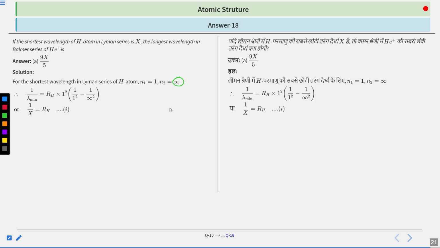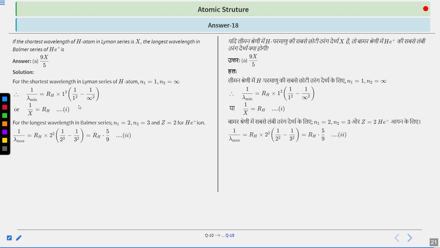Accordingly, we will use the formula 1 by lambda minimum equals R_H multiplied by Z square, where Z is 1, so 1 square, times (1 by 1 square minus 1 by infinity square). That will give you R_H equals 1 by x. Clear? R_H equals 1 by x. We found this because the 1 by lambda minimum value is already given as 1 by x. Therefore, R_H equals 1 by x.